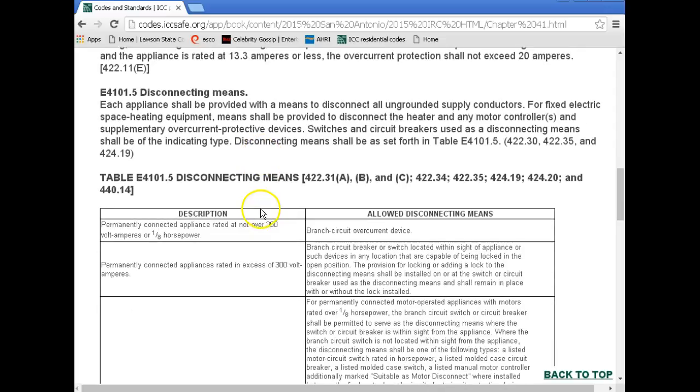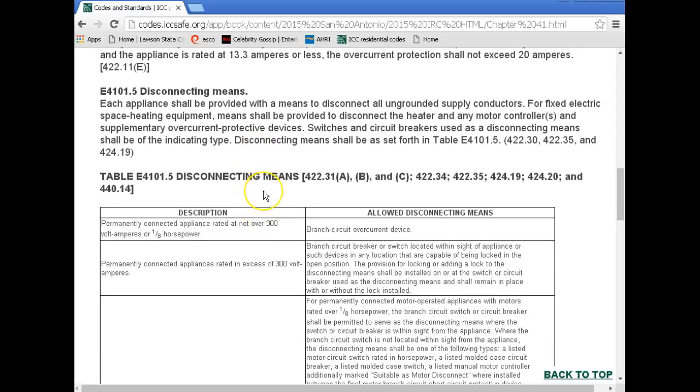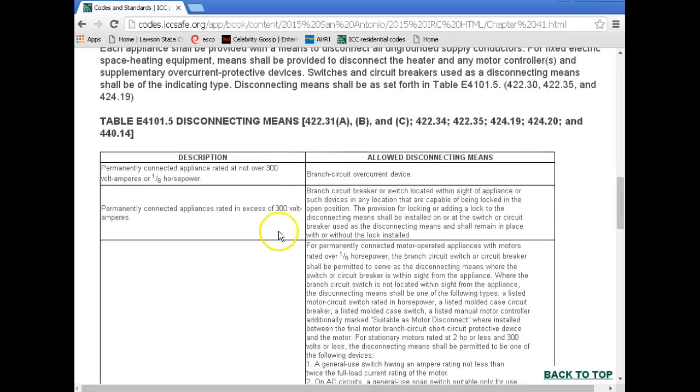And it tells us to see the table, 41015 table, okay? So let's take a look at this, the means of how we can cut the power off here, disconnecting means.